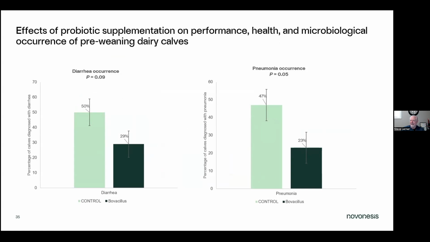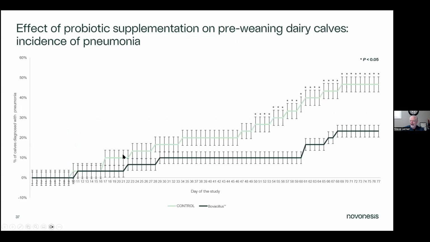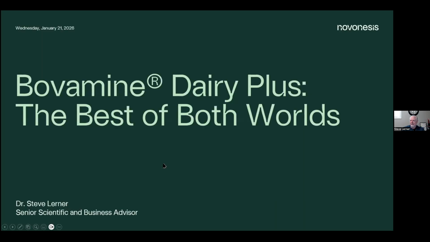And if I look at the final 2 slides, this is the effect of supplementation on diarrhea over time. This is the cumulative incidence. You can see it went up faster in the control group and was higher over time. And if I look at the pneumonia, it went up faster and remained higher cumulatively over time. So with that, I will stop. I'm happy to share this deck of slides and to answer any and all questions.